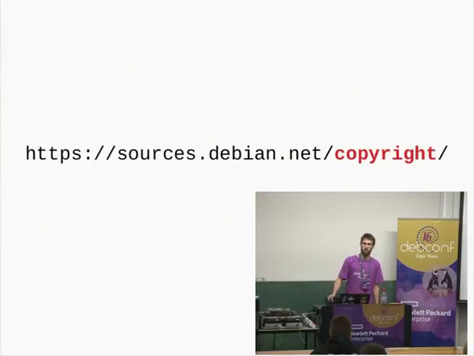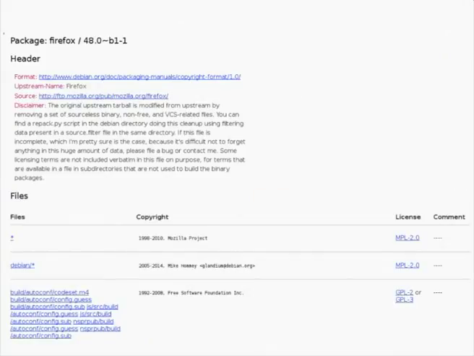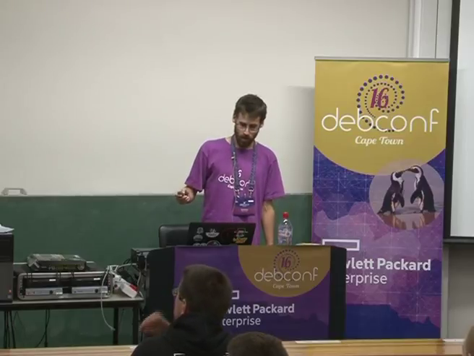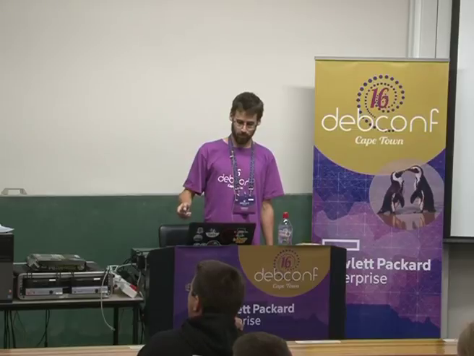Second feature, the copyright tracker. So for copyright parsable files, we present all the licenses and all the files on which they are applied. So it looks like this. Basically, you can browse all the files and see the license. So that's for Firefox. You can see Mozilla Public License or GPL 2, 3. And you can scroll to actually read the licenses that are applied.